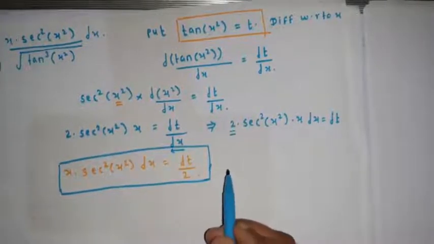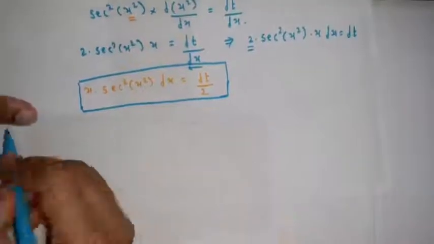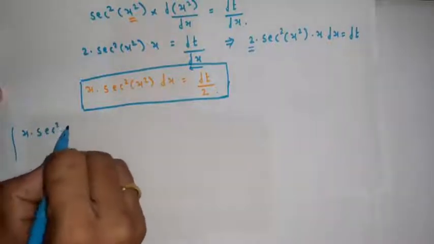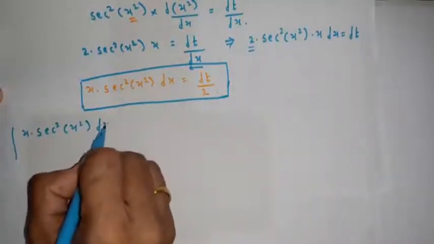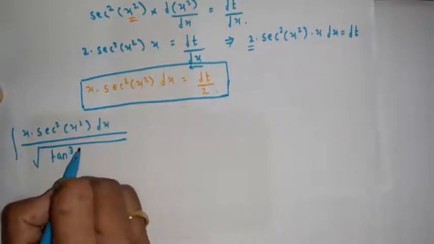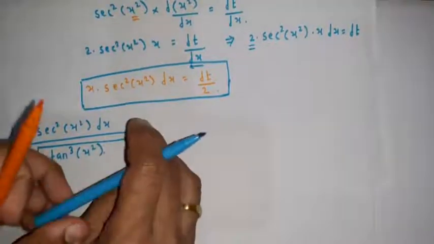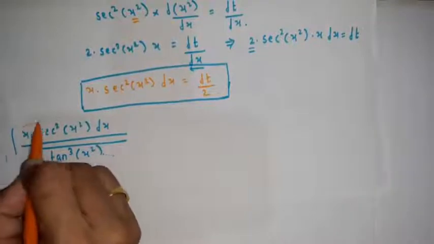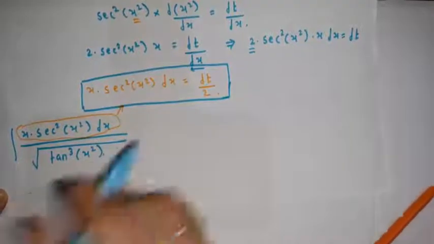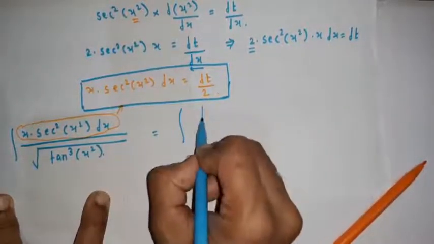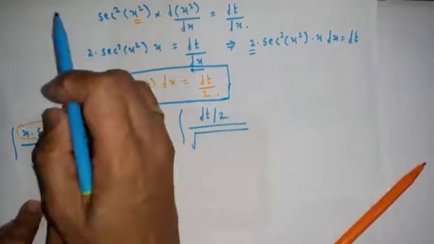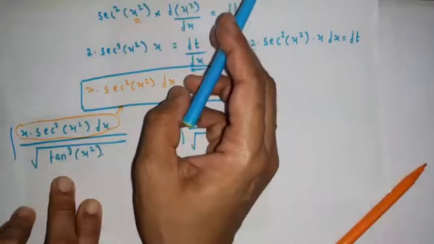Okay students, now our integrand is the integration of x times sec square of x square with respect to x, upon the square root of tan cube of x square. Okay students, so this is the value. From here we can put the value, and the value is dt by 2, where we have put tan of x square equal to t.